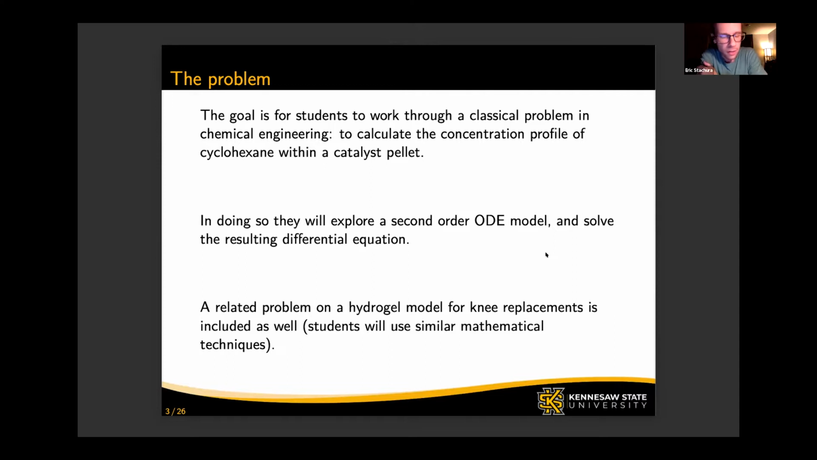There's also a problem that we made that's related to biomedical engineering, which is sometimes too much, but sometimes I'll also add this on to the chemical engineering problem, depending on how the students are feeling. The mathematical techniques are pretty much similar for both of them, second order differential equations.